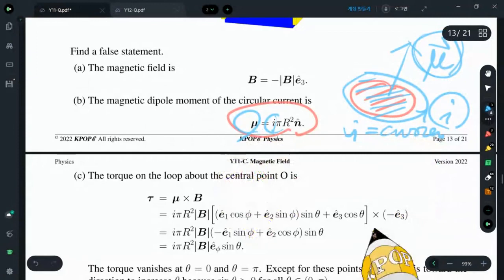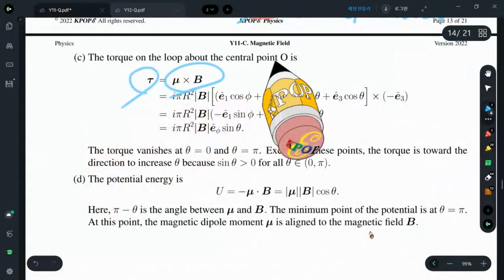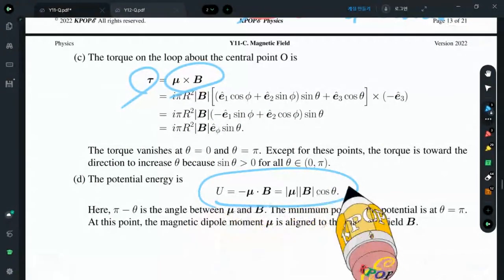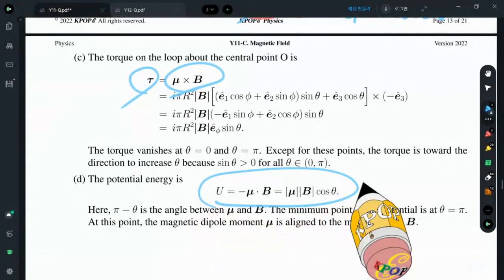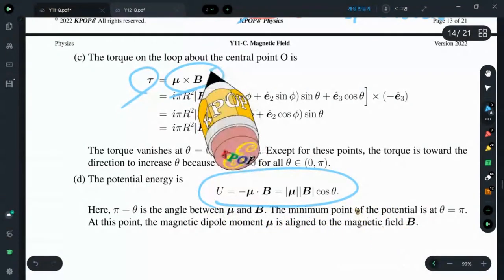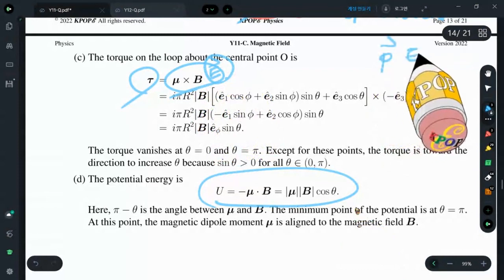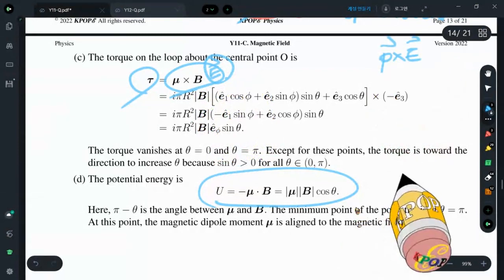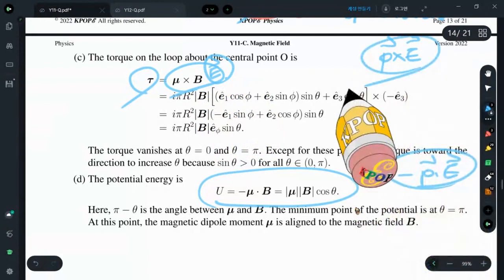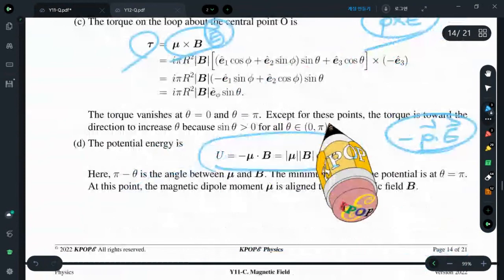So using this relation, we can find the torque is mu cross B and the potential energy. The shape is identical to what we have found for the electric dipole moment under an electric field. We used P cross E and minus P dot E. Remember, we studied yesterday. Okay, so it is a carbon copy of the calculation.